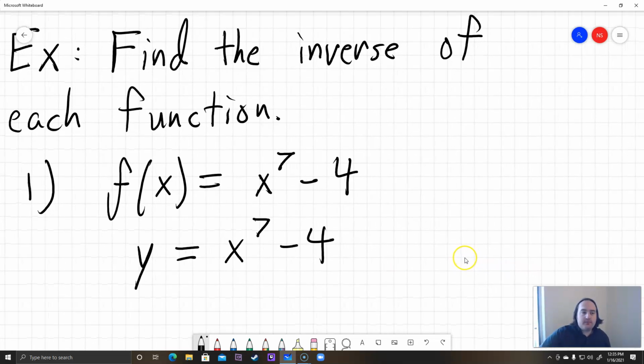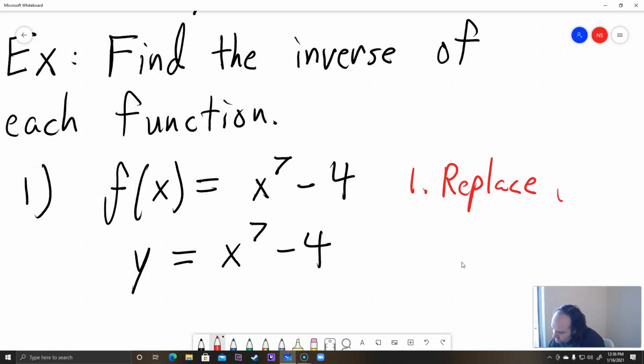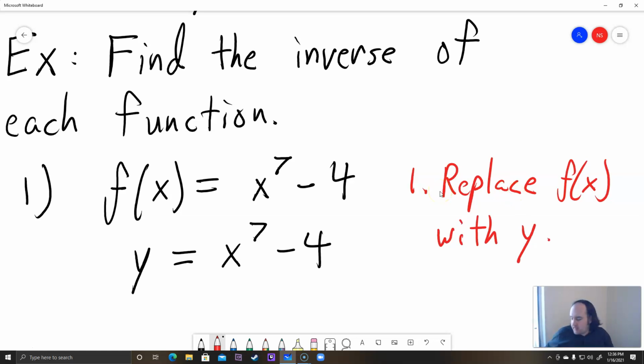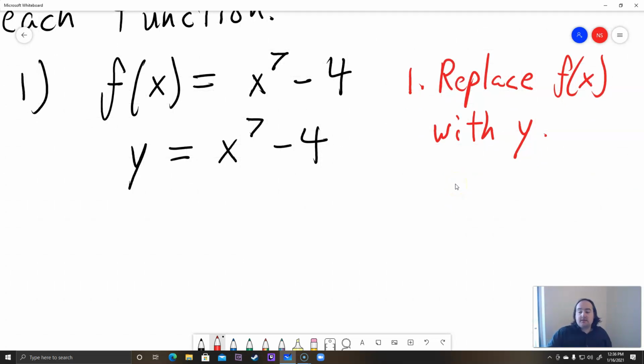Okay, so step 1 is replace f of x with y. That's a pretty easy step, and everyone should know that f of x or g of x or h of x, whatever your function is, that's the same as y. Your second step is to switch or interchange x and y.